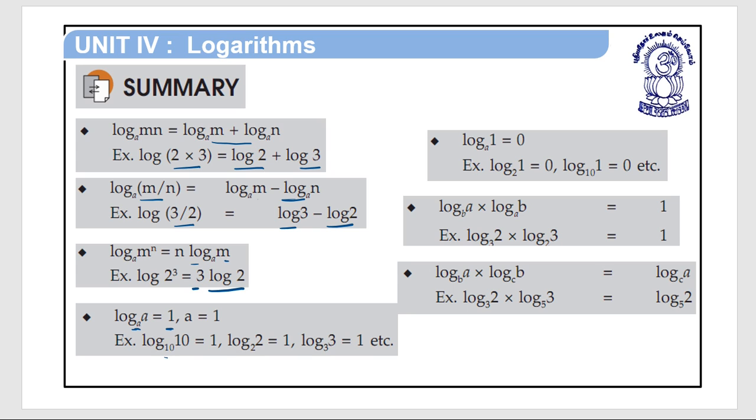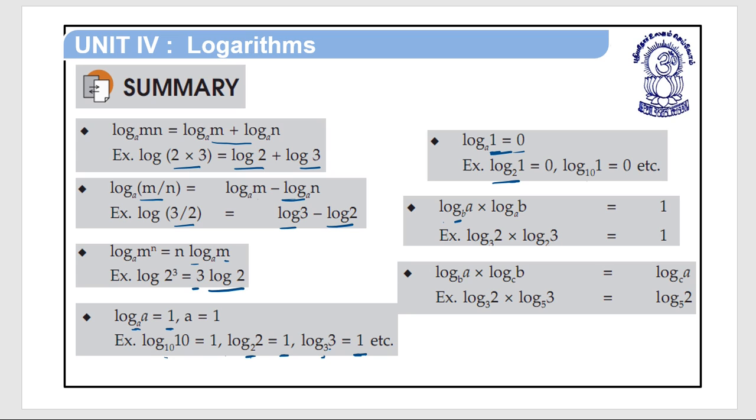Log 10 to the base 10 is equal to 1. Log 2 to the base 2 is equal to 1. Log 3 to the base 3 is equal to 1. Log 1 is equal to 0. Log 1 to the base 2 is equal to 0. Log 1 to any base or any number is equal to 0.